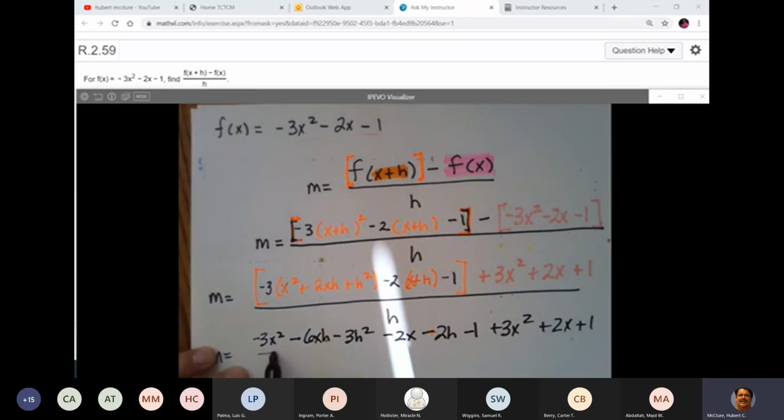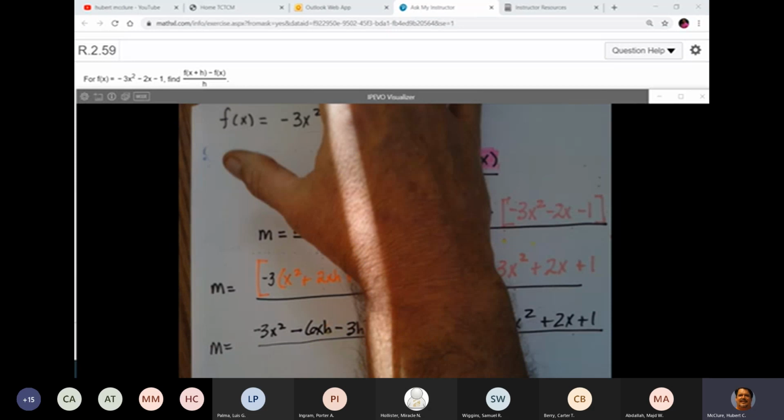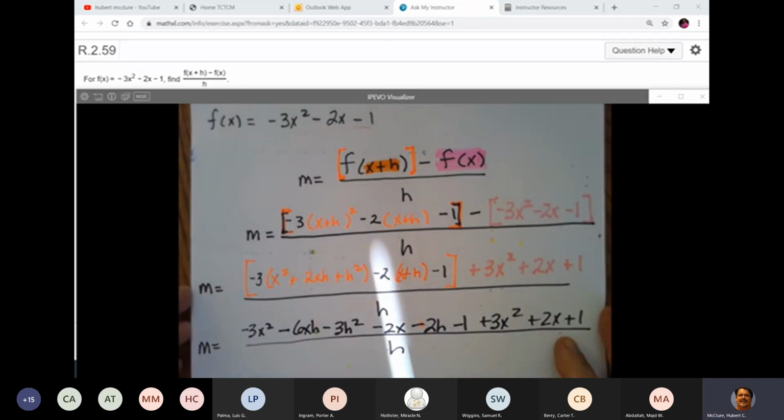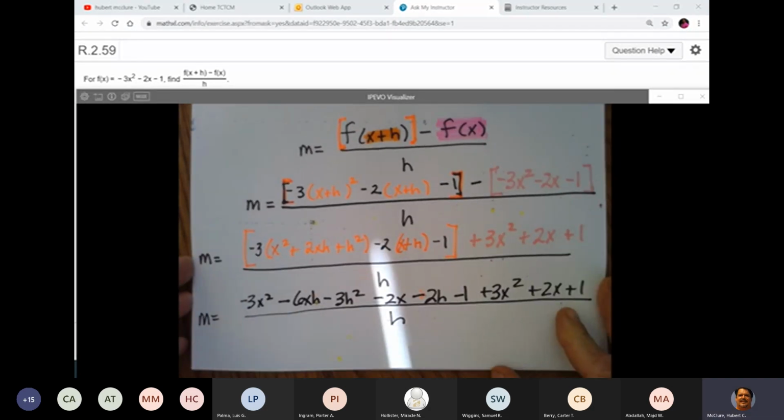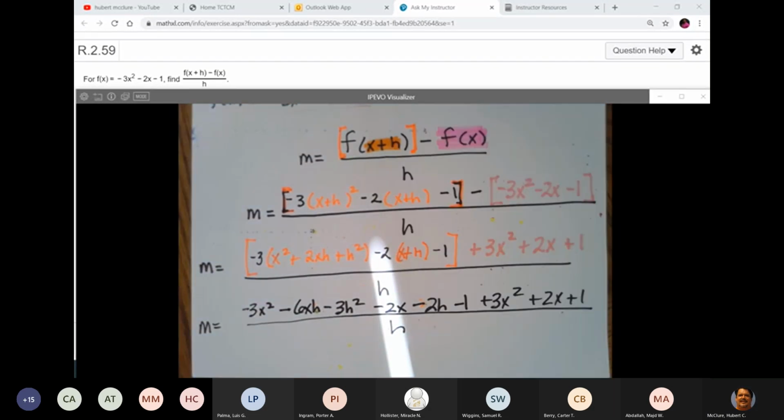Now, a lot of you may be thinking at this point, oh my gosh, how do you get all that? Well, everything's going to cancel. All the x terms are supposed to cancel. Now write that down in your notes. 90% of the time, most of the x terms will cancel. You might be left with 1, but most of them are going to cancel.